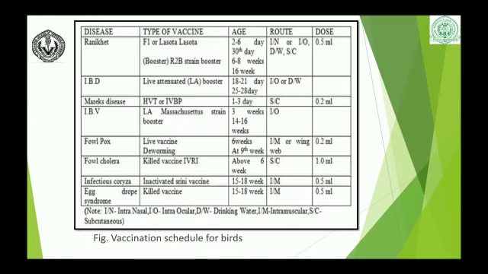So this is the vaccination schedule for birds, not only for Ranikhet but also for a number of diseases which are very important for poultry. Ranikhet disease, as you've seen, F1 or Lasota strain, and vaccine should be given in 2 to 6 days and repeated on the 30th day. And R2B strain should be given in 6 to 8 weeks and repeated at 16 weeks. So the route can be given as intranasal, ocular, or subcutaneous, as follows.